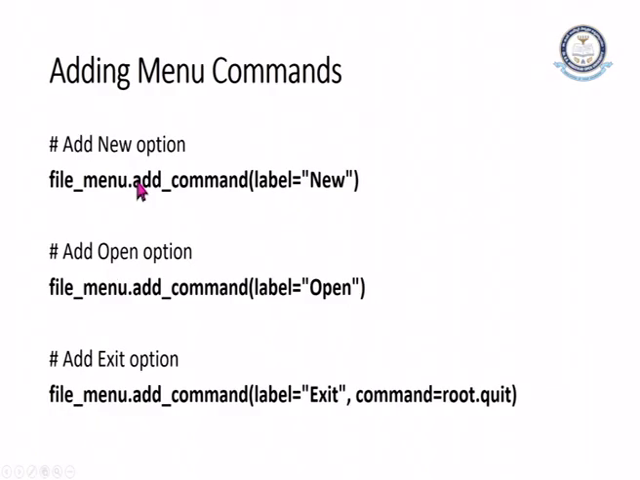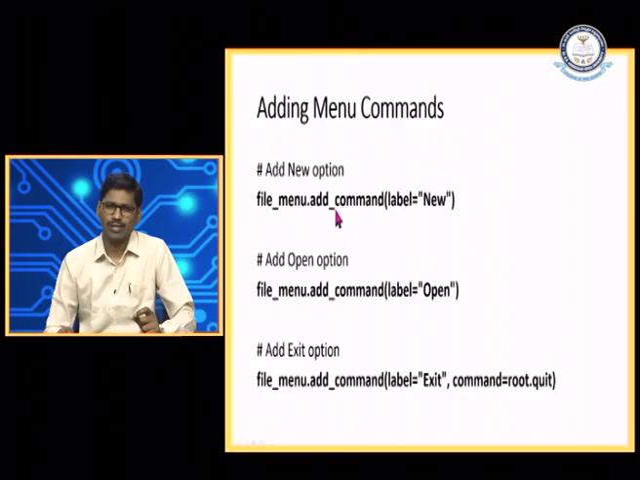Now, the next important point. We created the menu bar first. After that, we created a file menu. Now, when you click on the file menu, some commands like new, open, exit, and so on should be displayed. To add that type of commands, we have another predefined method. That method name is add underscore command. Add underscore command is a predefined method. With the help of that method, we can add the commands within the menu.